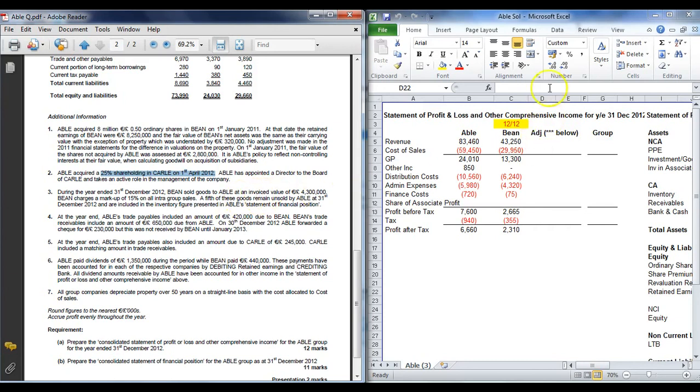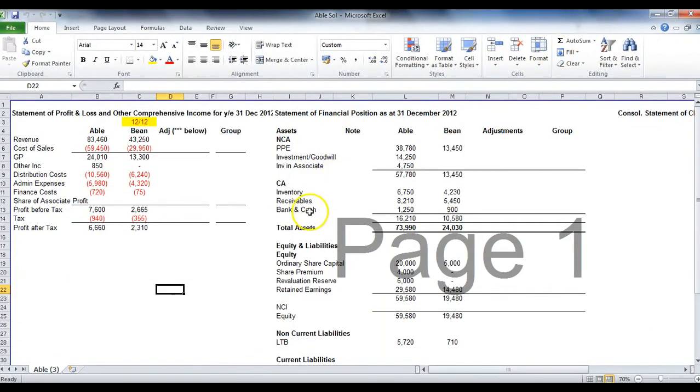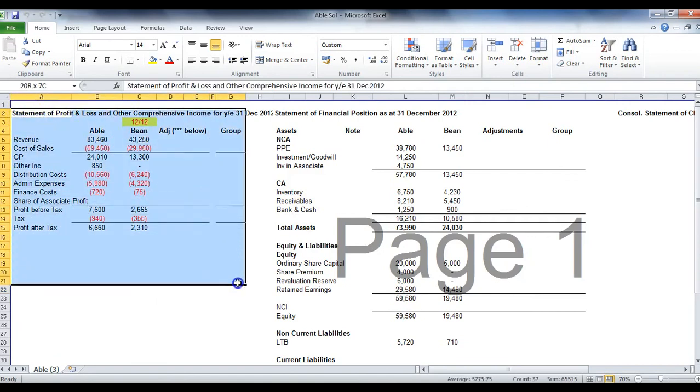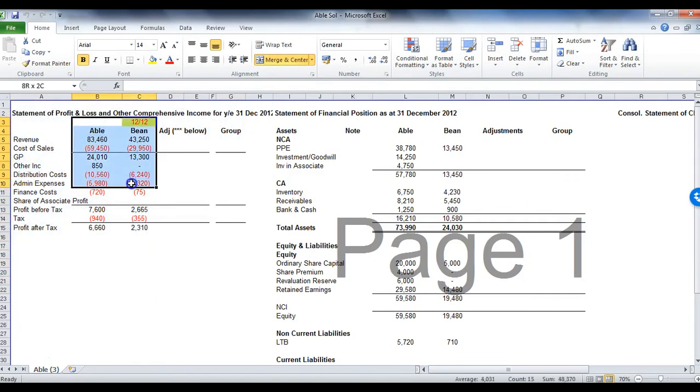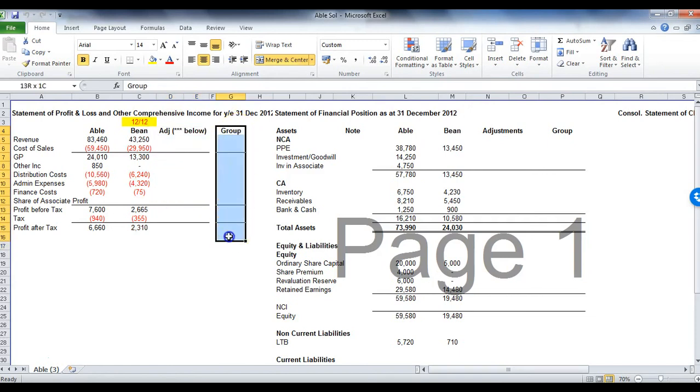The next step I tell students is to set out the structure of your answer before you start. So what I typically say is leave one page for the SPLOCI. And sometimes you may want to put in the columns for the parent and the subsidiary, leave an adjustment column or two, and have a group column as well. Some students prefer to have them slotted in, so that as you go through the adjustments you can slot in the figures as you go, so it's a lot more efficient.